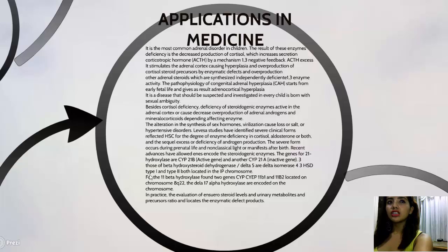The pathophysiology of congenital adrenal hyperplasia starts from early fetal life and results in adrenocortical hyperplasia. It is a disease that should be suspected and investigated in every child born with sexual ambiguity.